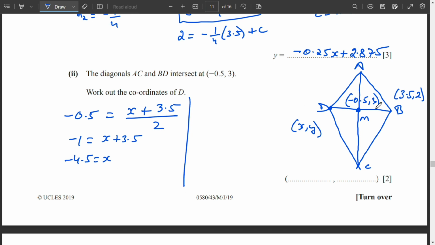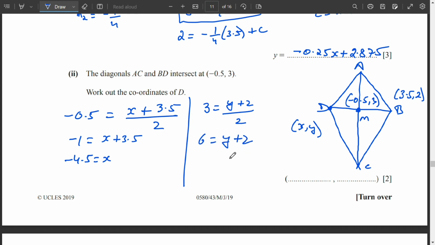Y will be, see, the midpoint coordinate is 3. So 3 equals y plus 2 by 2. That's the midpoint formula. So 3 into 2 is what? 3 into 2 is 6 equals y plus 2.